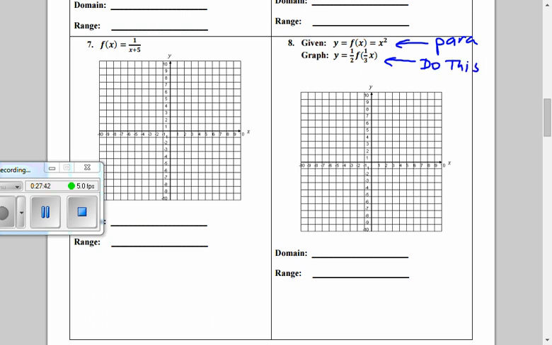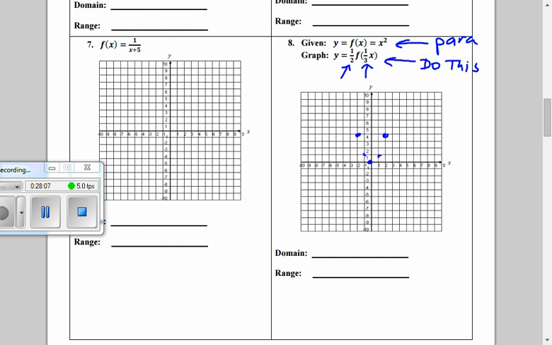What is it telling you to do? 1/3 on the inside makes it 3 times wider. 1/2 on the outside makes it half as tall. So you could call it a vertical shrink. Okay, good. So you take your parabola and all the points of that one: over 2 up 4, over 1 up 1, over 2 up 4.